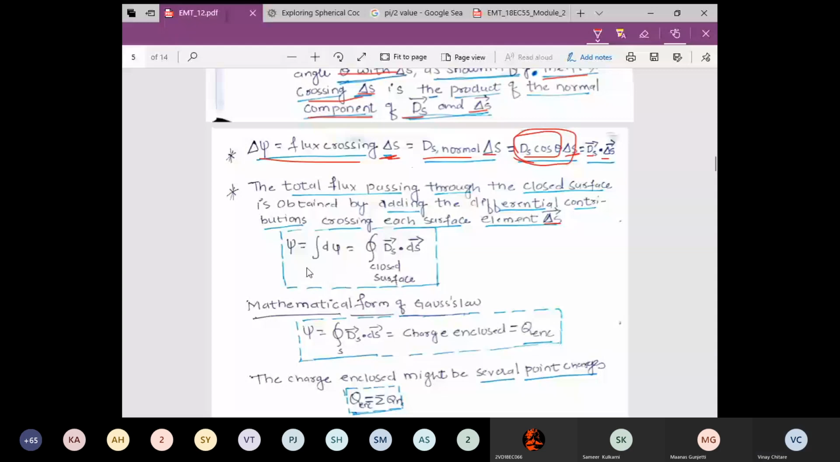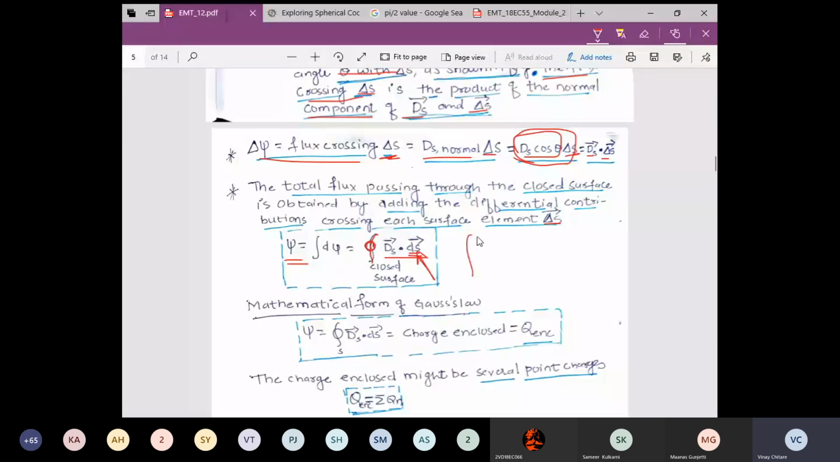We can put the whole thing mathematically: the flux crossing a closed surface area is the surface integral of D dot dS. This circle on the integral symbol indicates it is a closed surface. We have shown a single integral sign, because the dS indicates that you are really doing a surface integral. From this it is understood that we are doing a surface integral, and the circle indicates it is a closed surface integral.